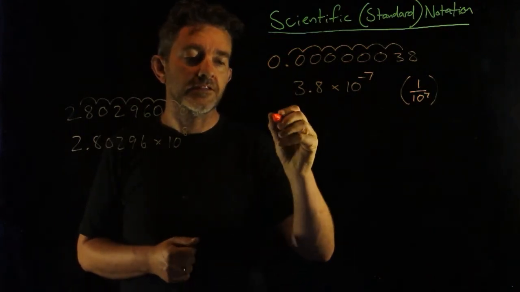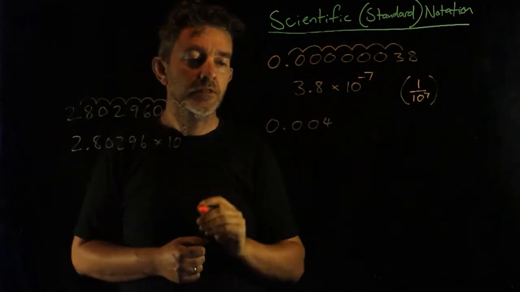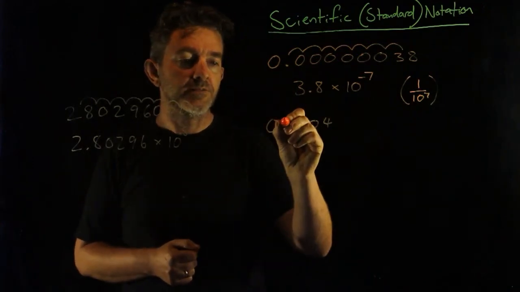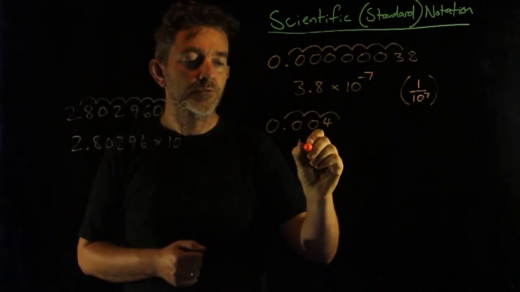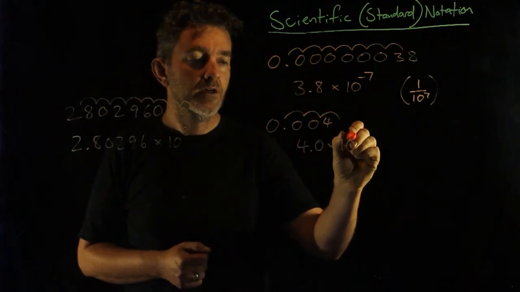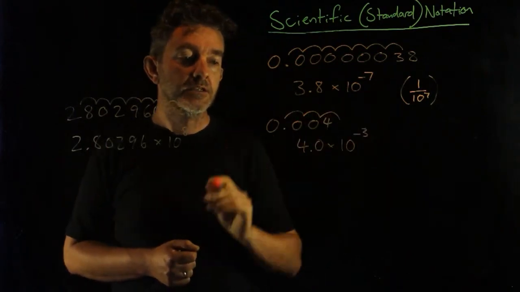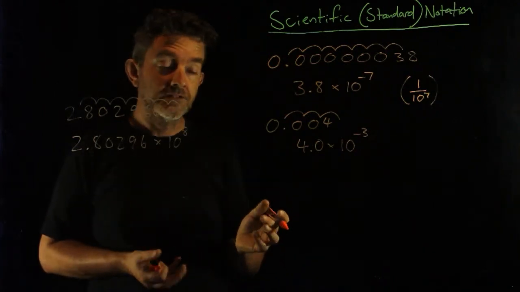So let's do another one. If I had 0.004, I would move the decimal place over 1, 2, 3. It would be 4.0 times 10 to the power of negative 3. Just 3 decimal places. Converting in the other direction is really simple.